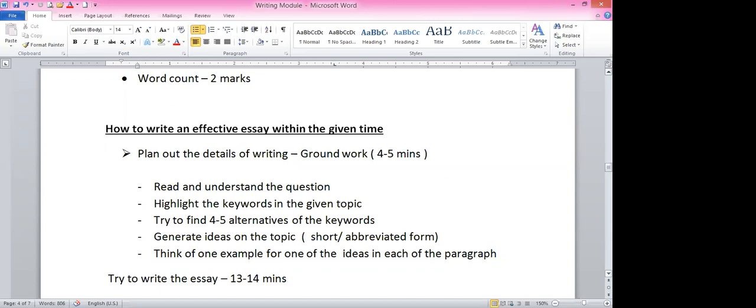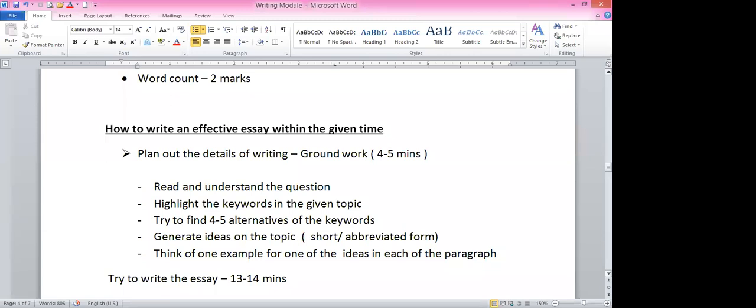Please spend 30 to 40 seconds reading the question and understanding it: what I need to do, which type of essay it is. Then pick up the keywords. What are the keywords? The main words on which the topic stands.